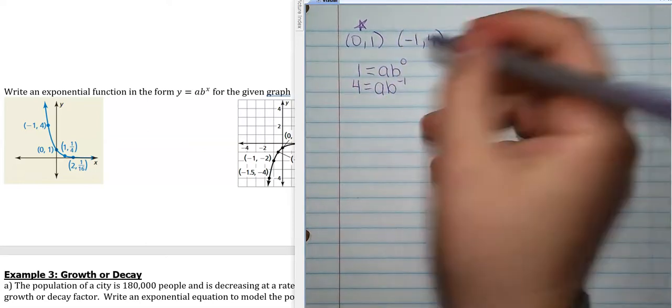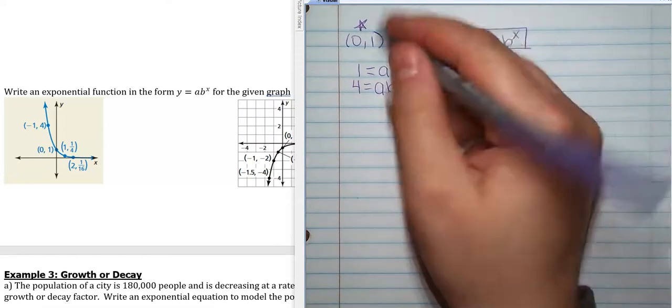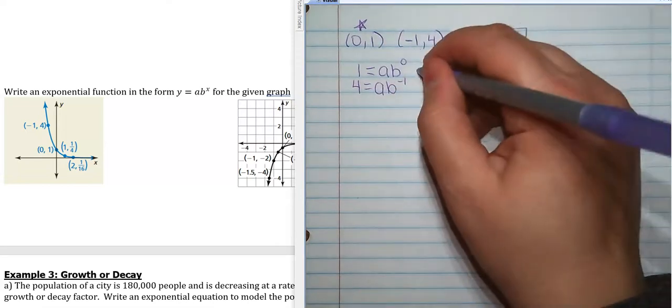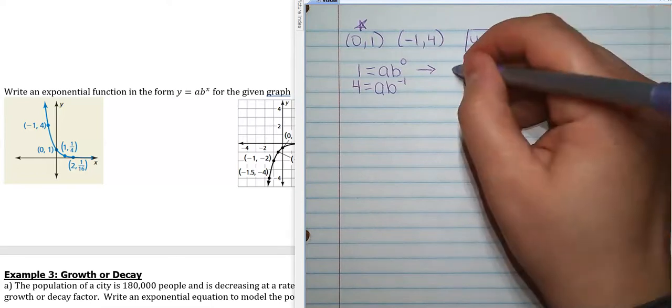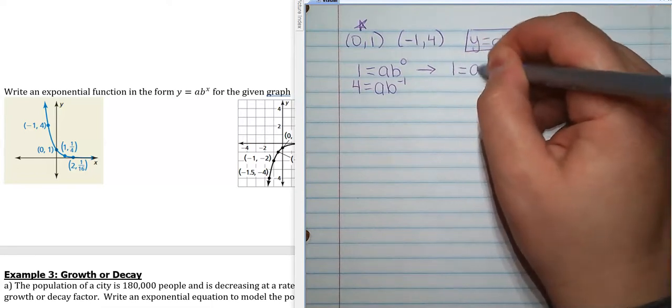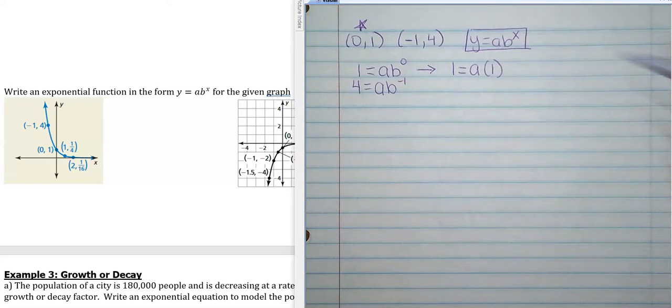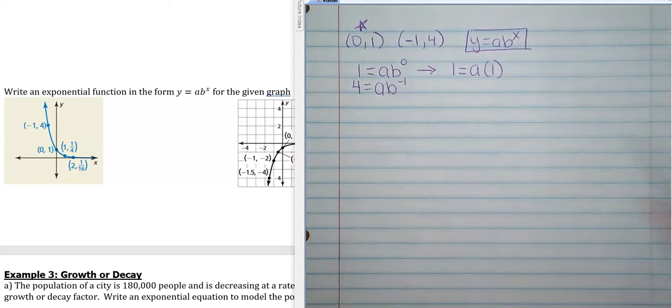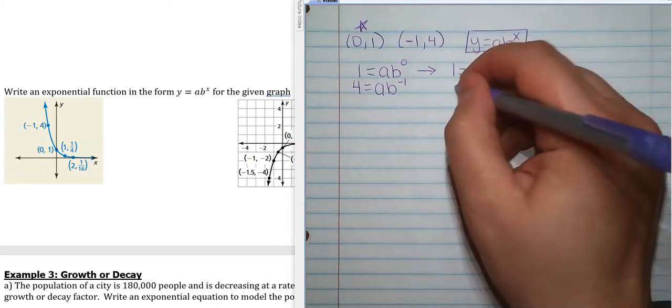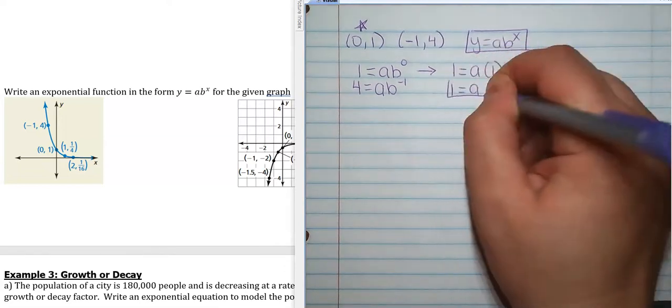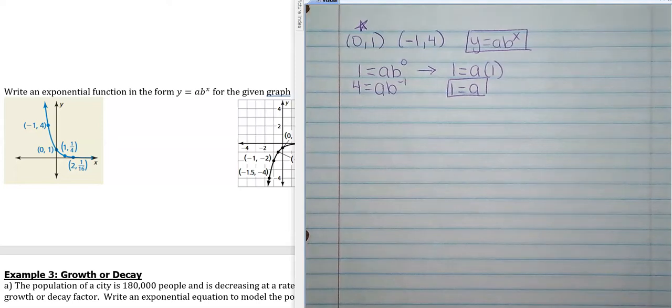Now, honestly, there's a couple different ways you could do this, but if you remember, anything to the 0 power is 1. So that b to the 0 power would just turn into a 1. So I actually already know the a value for this problem. And then all we have to do is plug that back in.